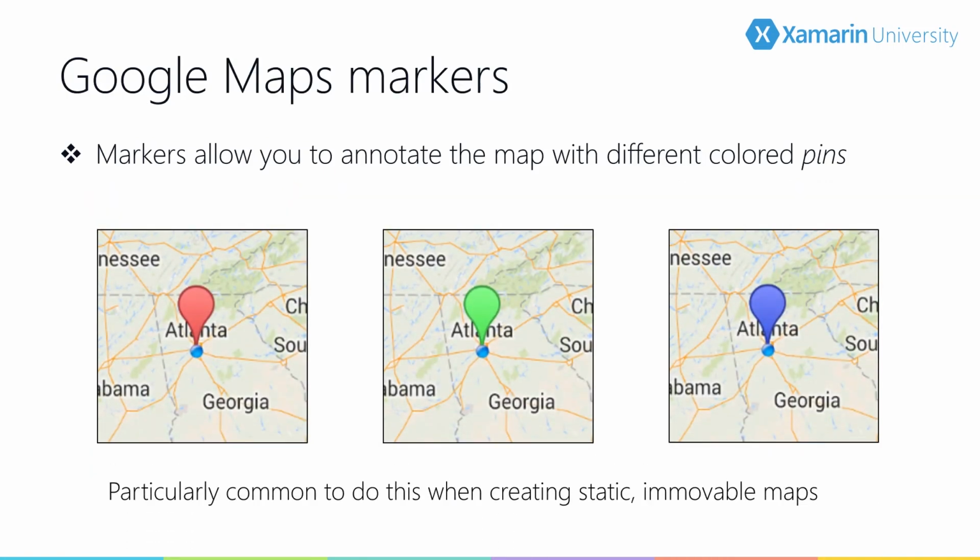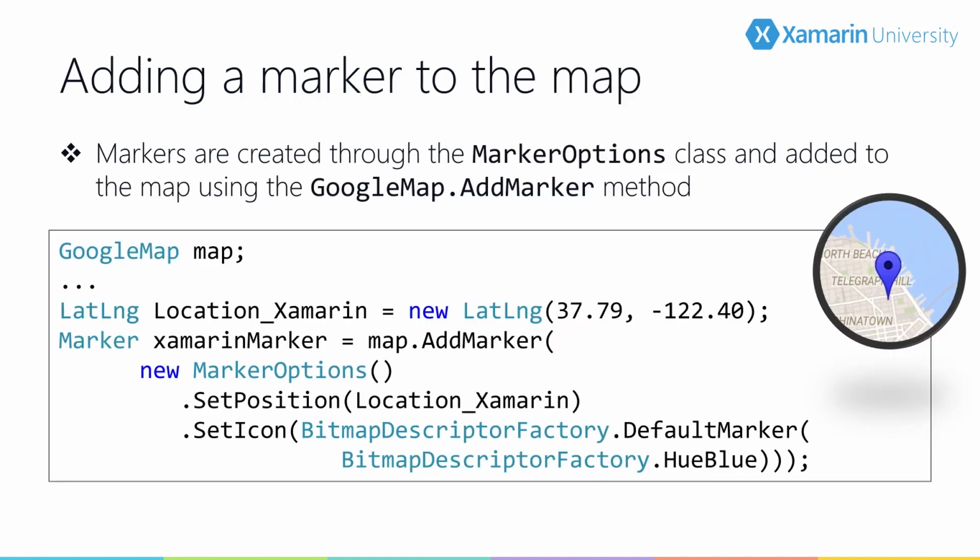A marker is an image that corresponds to a specific location on a map. These are equivalent to annotations in iOS. The default marker looks a bit like a colored balloon, but as you're going to see, we can customize this in several ways. To define a marker, we'll use a class named MarkerOptions. The MarkerOptions class defines the characteristics of the marker, including where to place it, which always has to be supplied through the SetPosition method.